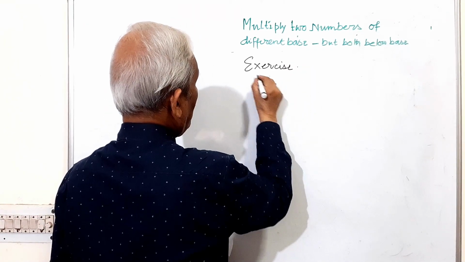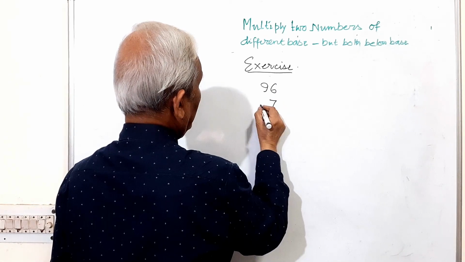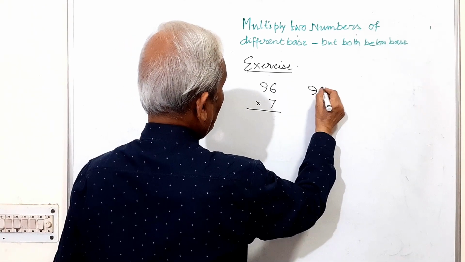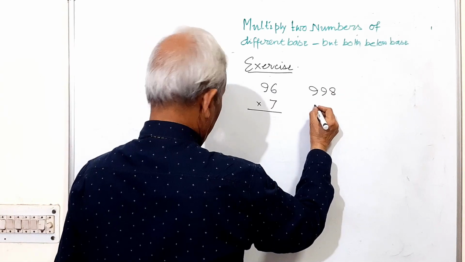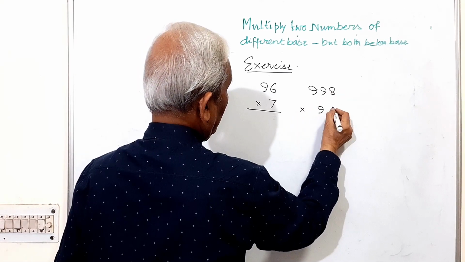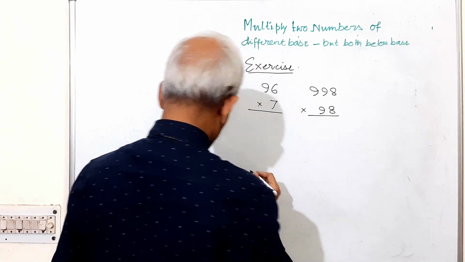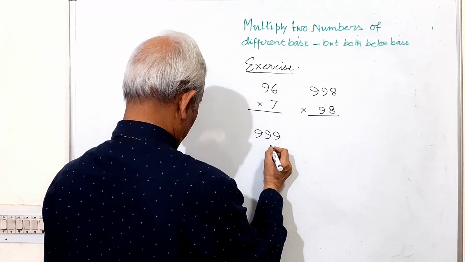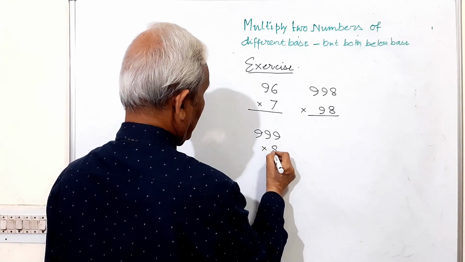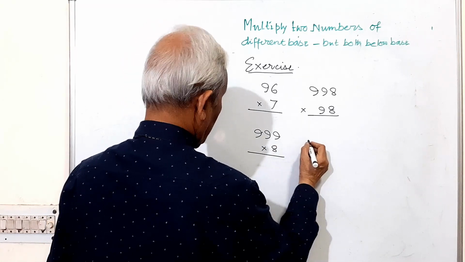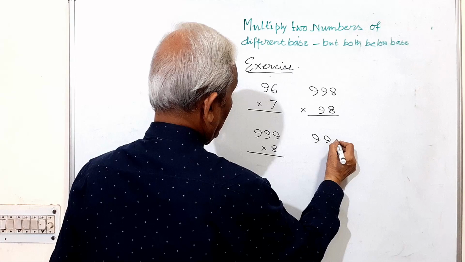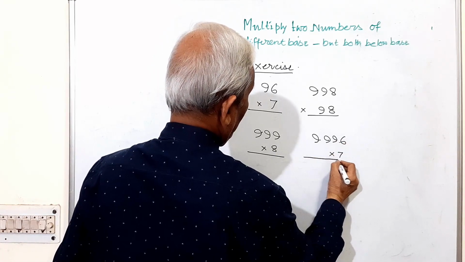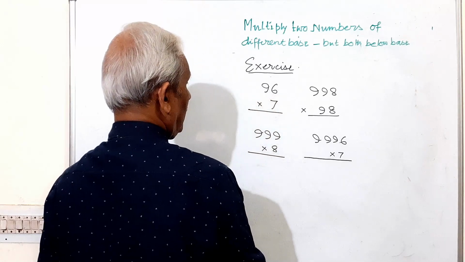96 into 7. Do by this method. 998 into 98, and 999 into 8, and 9996 into 7. Right?